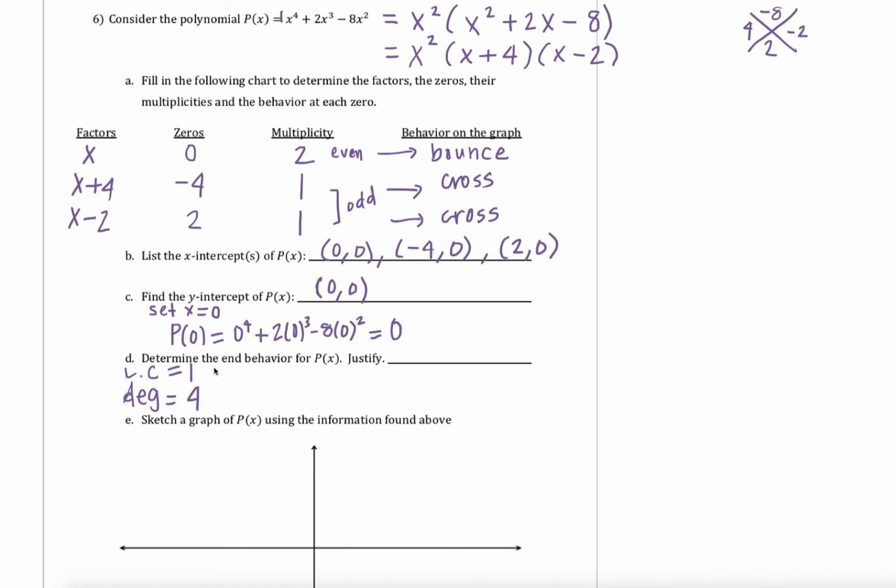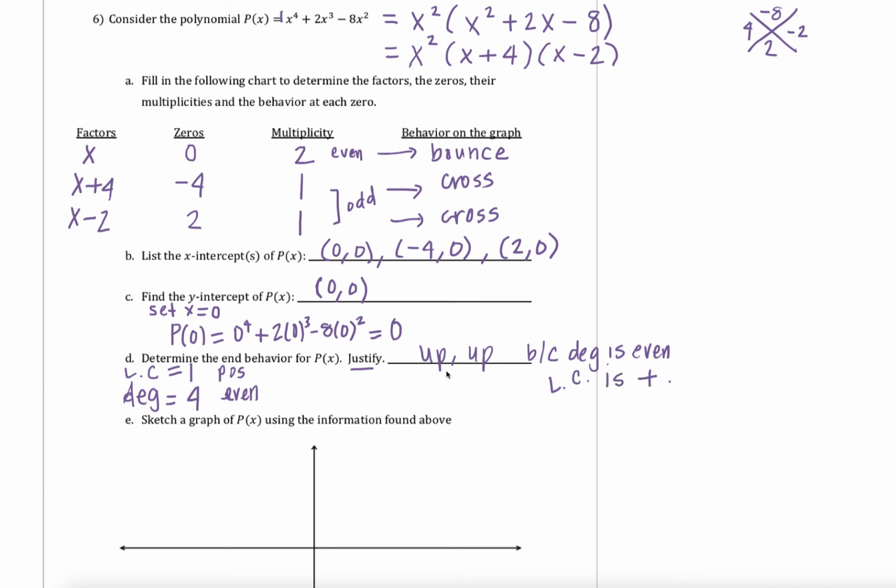And since my leading coefficient is a positive number and my degree is even, I can now determine my end behavior. Why don't you guys pause the video, and if needed, look back in your Learning Target 5A notes and determine what the end behavior will be if I have a positive leading coefficient and an even degree. So my end behavior is going to be up, and we are asked to justify that, and that happens just because our degree is even and our leading coefficient is positive.